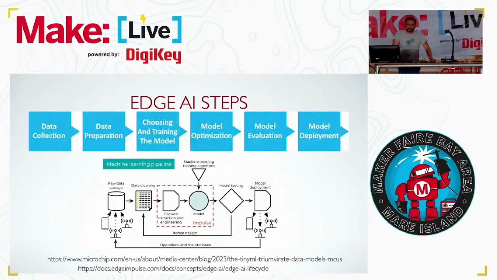So what are the steps to go about getting the edge AI working on your microcontroller, right? It starts with data collection, then you prepare the data for training, you choose an appropriate training model, then you go about training and optimizing the model, test it, evaluate it, and then finally deploy it. And some of these are done in an iterative fashion as you evaluate the accuracy of the model and figure out that you might need more data and so on.